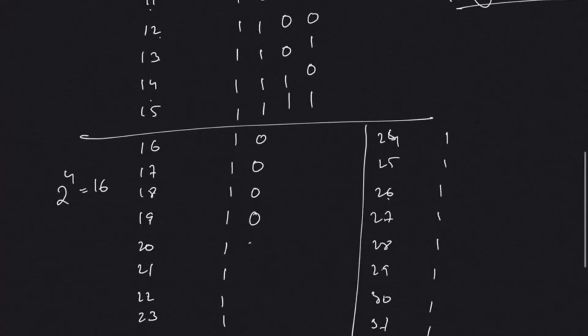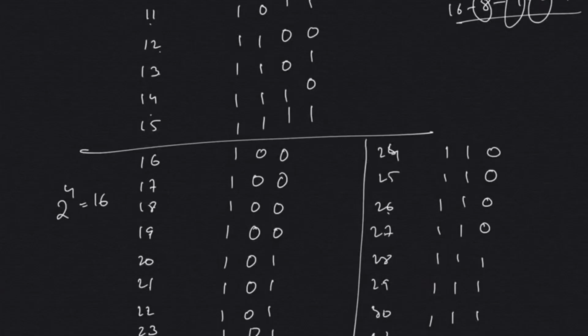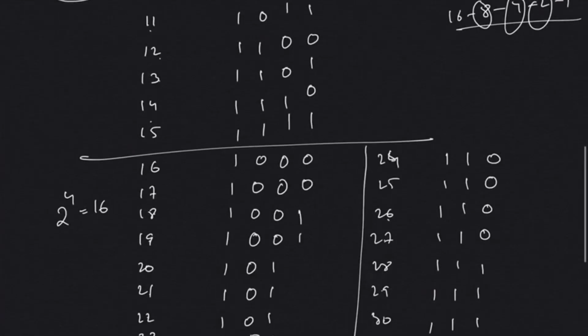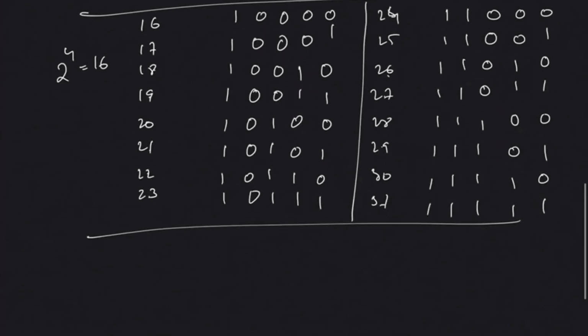I make the table so that it is exactly eight and eight: 1, 1, 1, 1, 1, 1, 1, 1. Next is four and four: 1, 2, 3, 4, 1, 2, 3, 4. Next is two and two: 0, 0, 1, 1, 0, 0, 1, 1, 0, 0, 1, 1, 0, 0, 1, 1. Last is alternately 0, 1, 0, 1, 0, 1, 0, 1, 0, 1, 0, 1, 0, 1, 0, 1. Like that, you can just go on continuing.